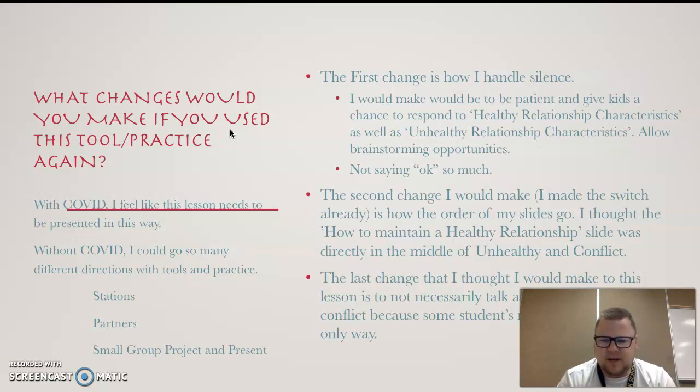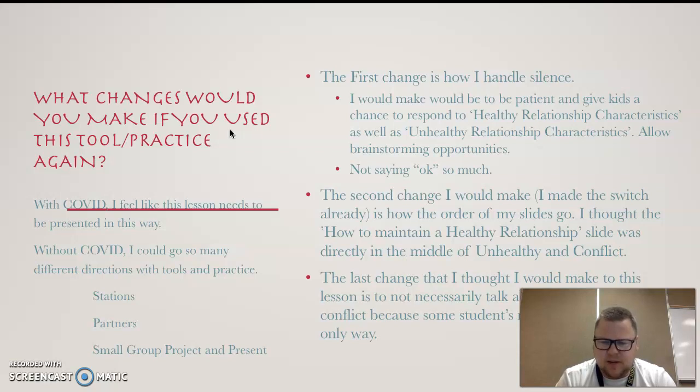The second change I would make is one I already made: how I ordered my slides. I went from healthy relationship, to how a relationship goes sour, to unhealthy relationship characteristics, and then how to maintain a healthy relationship. Now I keep the healthy relationship together, and then how to maintain that healthy relationship. Then I go to unhealthy relationship, and then how you handle conflict. So I ordered that better. I actually changed that in the middle of things, so that was good.